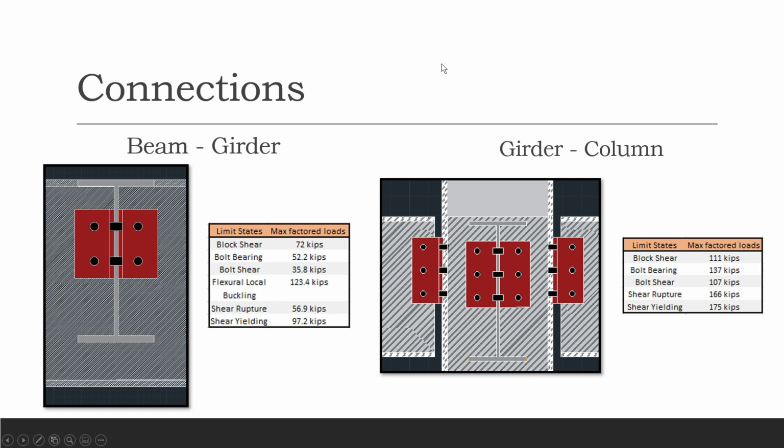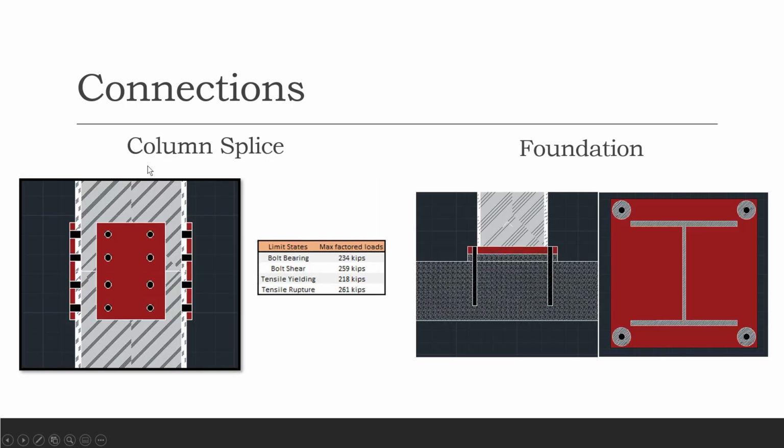Now, here is a brief look at the connections that we came up with. We have beam to girder. We also have the limit states located on each side. So we have beam to girder, girder to column, column splice, and then also the foundation.